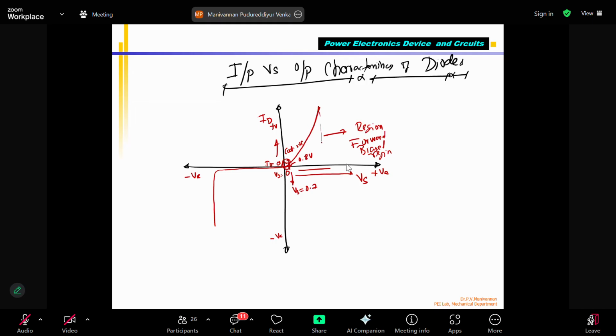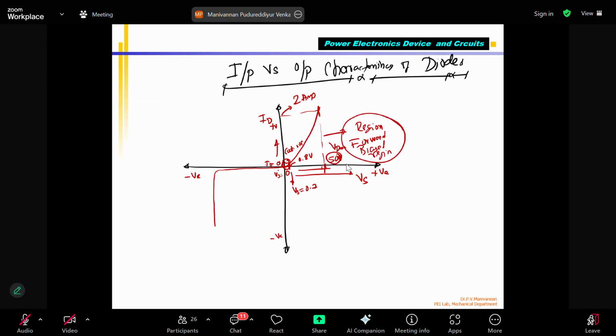This is the maximum for this diode, for example, 50 volts. So here the maximum is 50 volts. VD max is the maximum at this point, so the current reaches its maximum. At this point the current is 2 amps. This region is called the forward bias region.